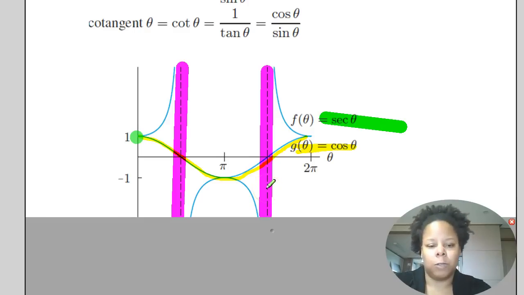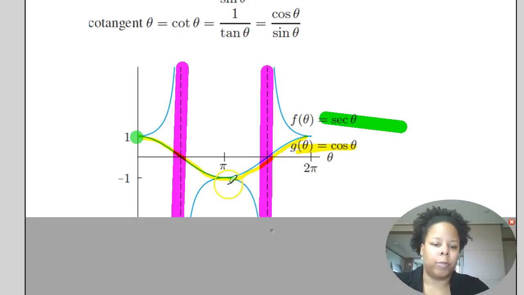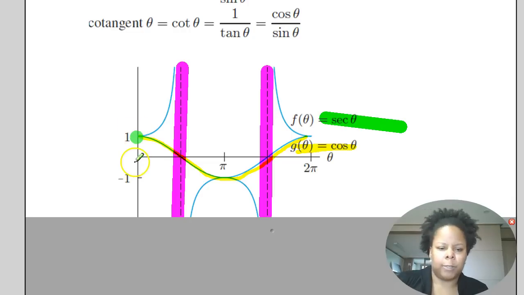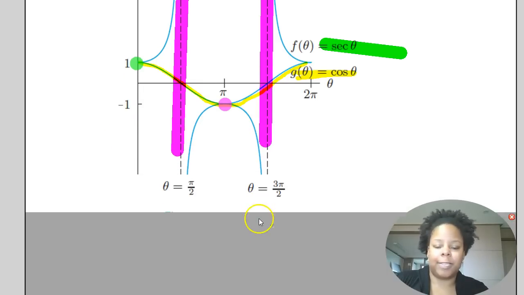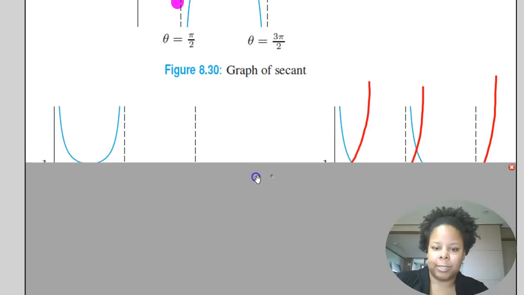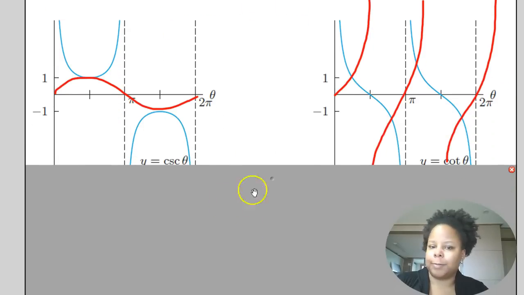And whenever cosine is 1, then secant will also be that value. So cosine is 1 at 0, and cosine is negative 1 at pi, so secant is negative 1 at pi, and vice versa. And we can graph in between that as well. Okay, and we can do the same for cosecant and for cotangent as well. That's what this is. We just don't have time to go through that, as you can see.